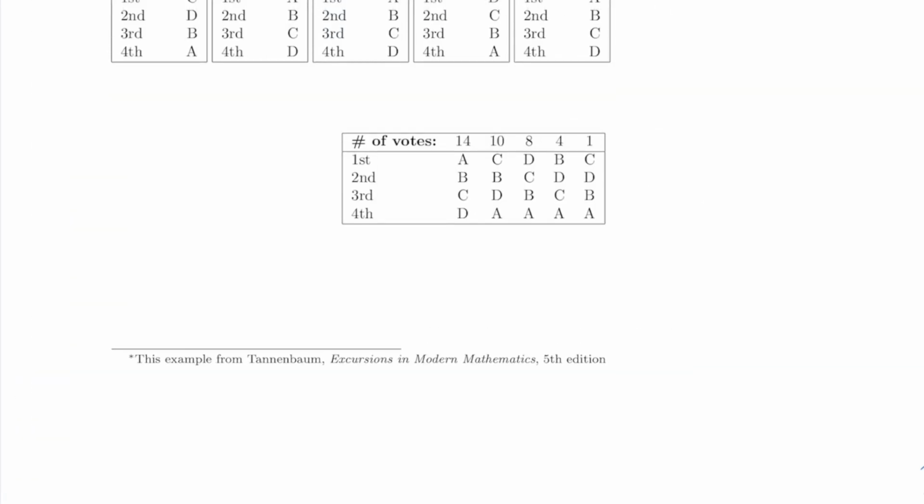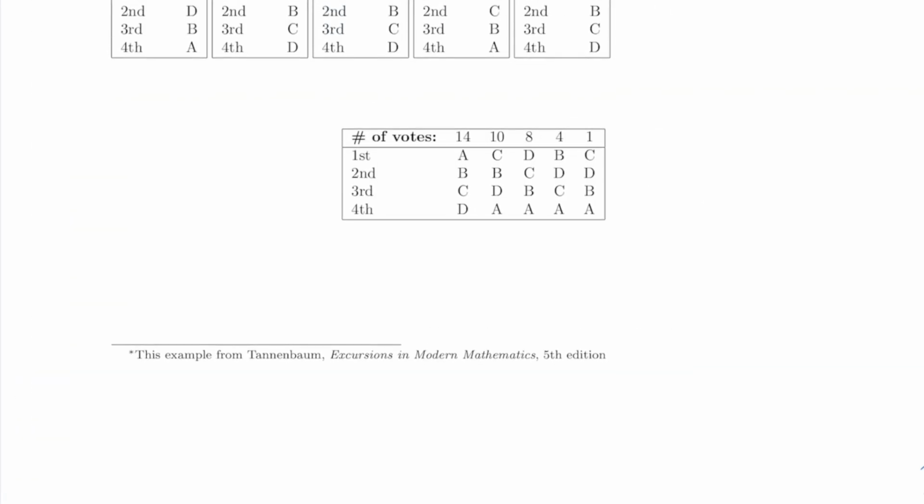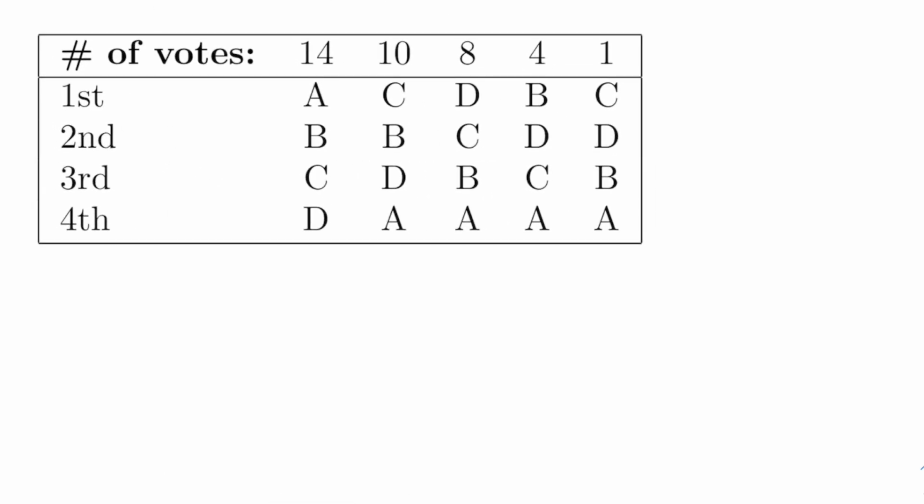And we more or less did this last time, but let's decide the winner of this election using the plurality system. All right? I do the same thing. I count up how many votes A gets in the top position, then B, C, and D. A is on top in the first column only. That's 14, so A has 14 votes.